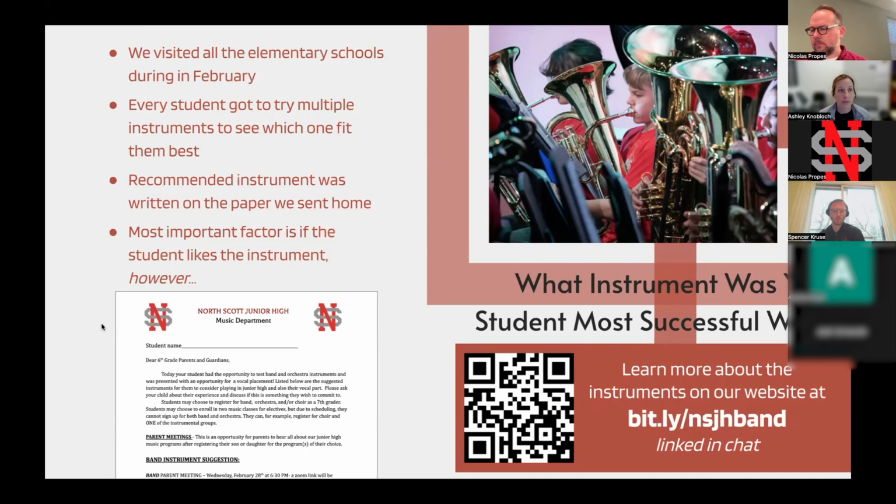We generally went with their first choice. And if they had a hard time making a sound on that instrument, or if they decided they really didn't like the sound of that instrument, they tried other instruments. So the main goal of that was to find something that fit your student the best, something that we as teachers think they would be successful on, but even more importantly than that, something that the student enjoyed. So that's what we wrote down on that paper that went home. Hopefully, it showed up at home. And that's kind of how we came up with that instrument suggestion.